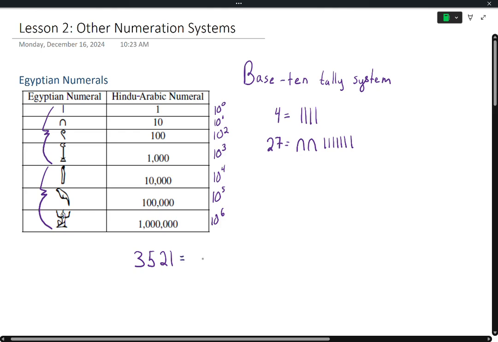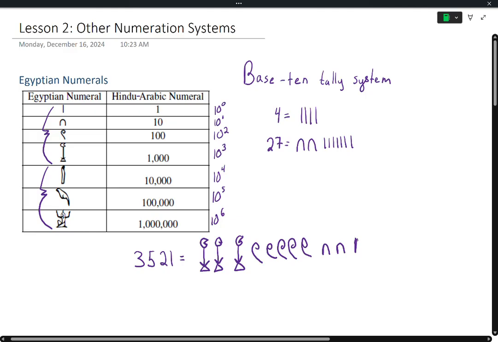Well, we would do 3 of these lotuses, is I believe what they call the symbol for 1,000. I've also heard students call it Pac-Man on a stick. So I do 3 lotuses, 5 of these little swirly things, 2 of these hoof marks, I believe is what they called them, and then 1 of these tallies.